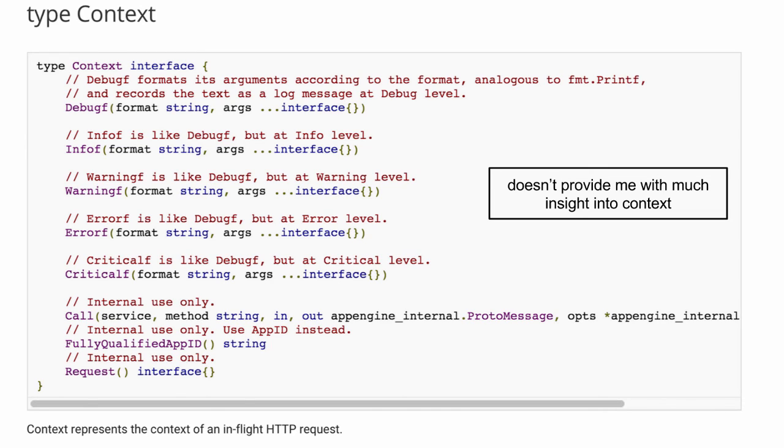Well, what is the type context? It doesn't give me a lot of insight into context. I look at this stuff and I'm like, okay, there's different things in there, but, Debugf, Infof, Warningf, Errorf, Criticalf, right? They format arguments according to the format, analogous to printf, and record the text as a log message at the debug level or the info level or the warning level or the error level or the critical level. I don't even know the differences between those levels. In the logs in the official doc, if you go to the developer's console in the logs, you can filter based off level.